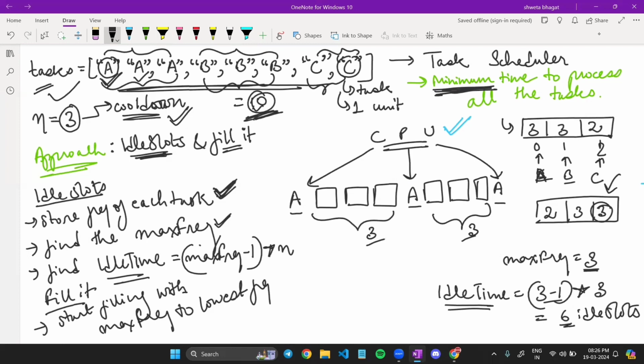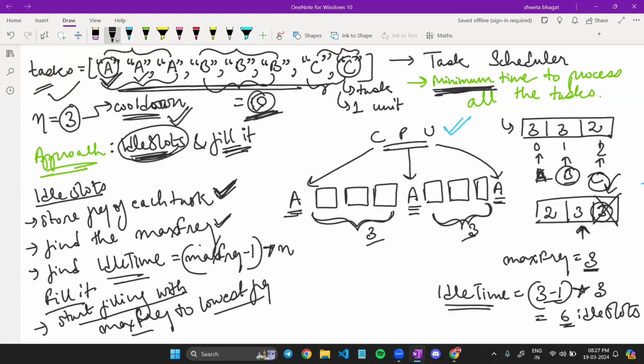Now what do we need to do? Once we have found these idle slots, we need to fill them. How are we going to fill them? We discussed that we start filling from the max frequency to the lowest frequency. It means that we will start filling from the right side. We have used this 3, because we have already placed these 3 A's, and now we only need to fill these empty places, that is the idle slots. For filling the idle slots, we will use B and C, correct?